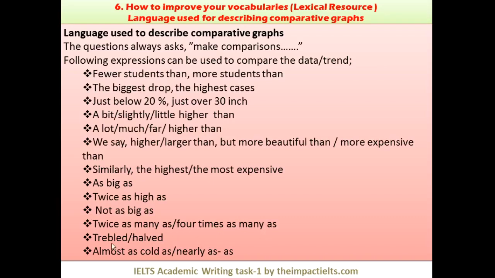Then double, trebled, halved. You can use them for increasing. So the figure doubled next year, or the figure halved next year, or it trebled next year, or there was a three times increase, or it increased three times as many as the previous year, or something like that, right? I hope you have understood that. There can be some more expressions, so you can look out for them in my writing as well, but I think this is an adequate list. If you go through it and are able to use them, that will be of huge benefit.